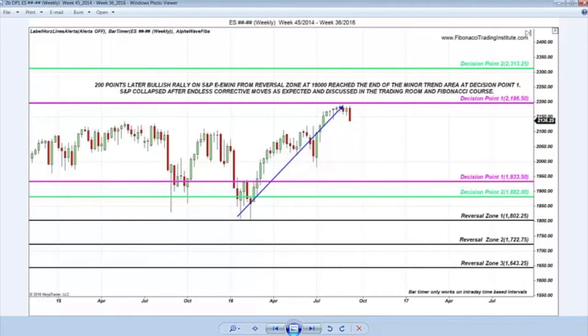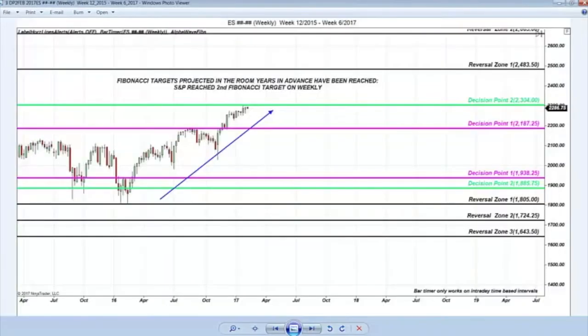Shock or not, as expected, because the bright pink line is the most important Fibonacci level ever. This is the end of the minor trend. This is a brick wall. This is not the place to enter into. This is the place to trade from. And this is what played out after the election. The bullish rally skyrocketed until the next level, identified years in advance.